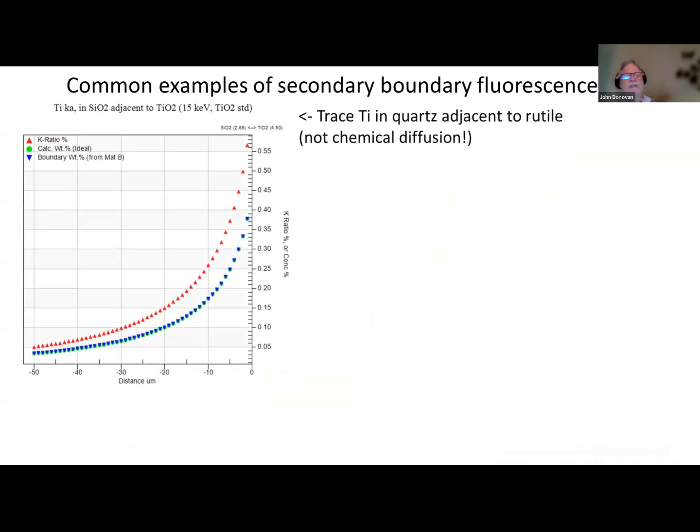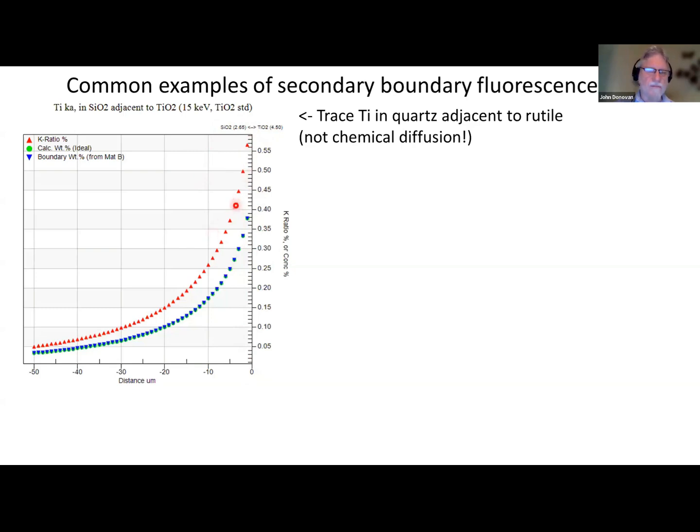Okay, so here let's look at secondary boundary fluorescence now. Here's a classic example of titanium and quartz. As you can see, quartz is our beam incident material. Here's our titanium, or rutile, whatever you want to call it. Our boundary is right here. This is our zero distance from the boundary. And you can see this is our K ratio.